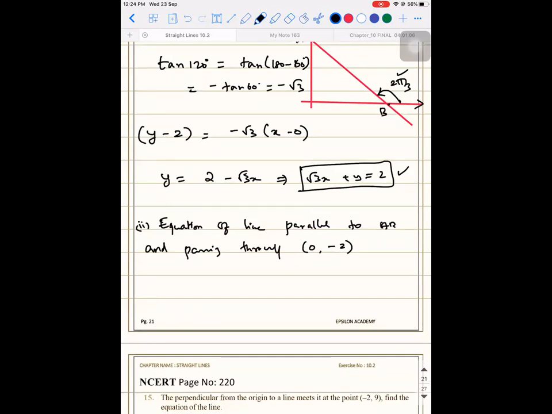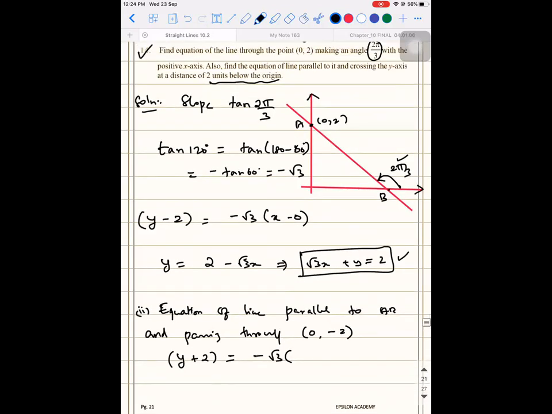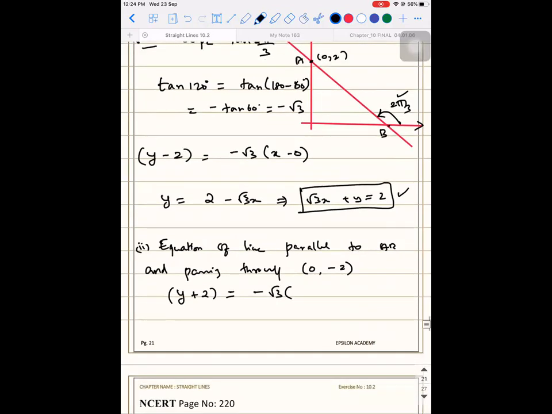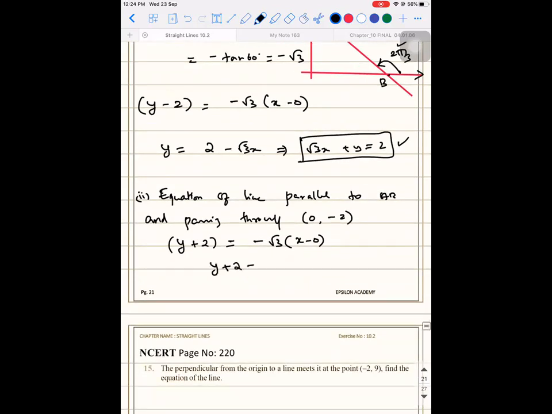Okay, then what will be the equation? Y minus y1, that is y plus 2, is equal to m. How much is m? Minus root 3 only. Why did I write minus root 3? What keyword told me it is minus root 3? It's parallel. So parallel means slopes are same. Minus root 3 into x minus 0. So y plus 2 will be equal to minus root 3x, which implies root 3x plus y plus 2 equal to 0.